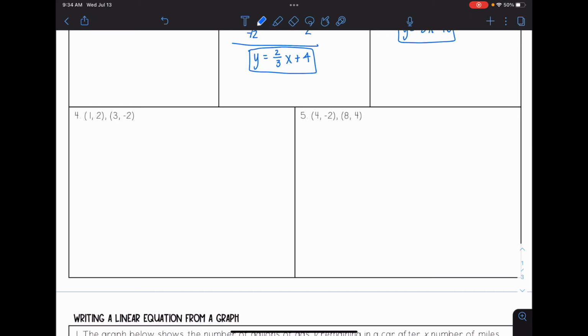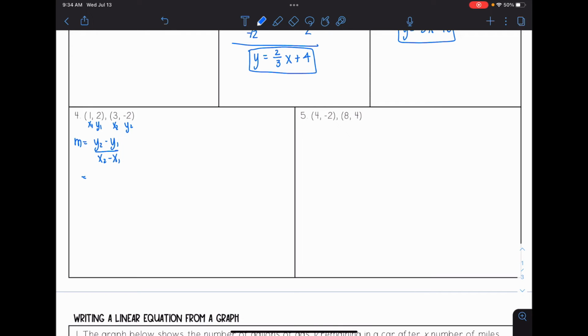Okay, now for number 4 and number 5, I am given 2 points. So this is going to require 2 different steps. I need to first find my slope, and then secondly, I'm going to do the same process that we did for number 2 and number 3. So I'm going to first find my slope, and so I'm going to label both of these points. I'm going to have my first point be x1, y1, and my second point be x2, y2. And I'm going to use the slope formula, which is m equals y2 minus y1 over x2 minus x1.